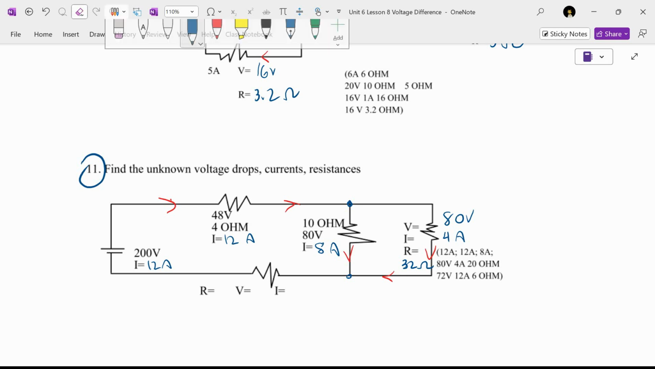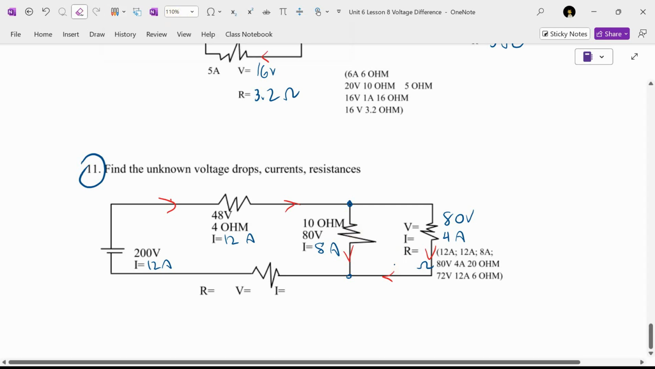That's wrong, not 32, Mr. Dueck. Sheesh, I don't know how I did that. 80 divided by 4, 20 ohms. Thought you said you could do math in your head. Shut up. Yeah, you're right.